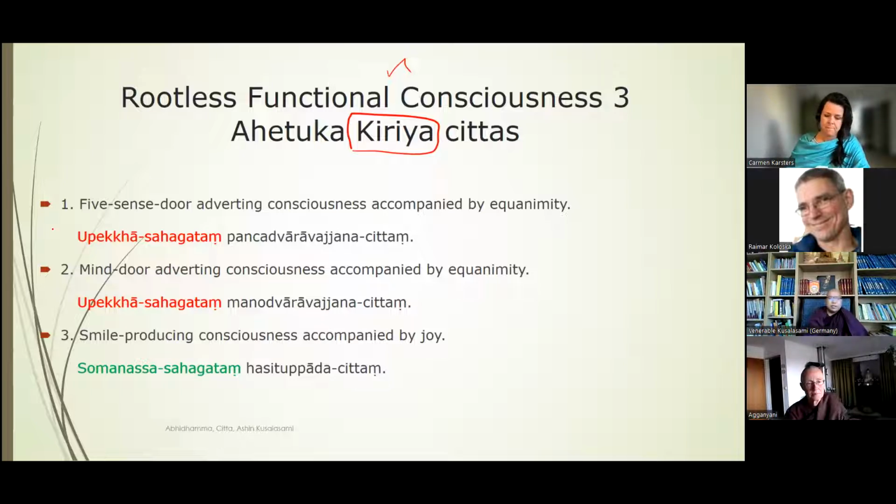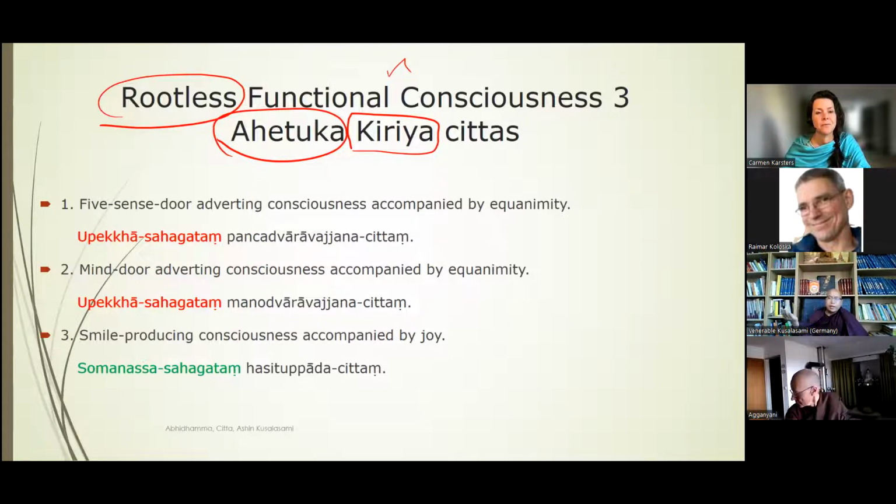So the first functional consciousness is also rootless. In Pali, Ahetuka is defined here because you will learn a lot of Kiriya Cittas later, like Maha Kiriya and Rupa Kiriya. So Ahetuka needs to be here to differentiate it from the other Kiriya Cittas.